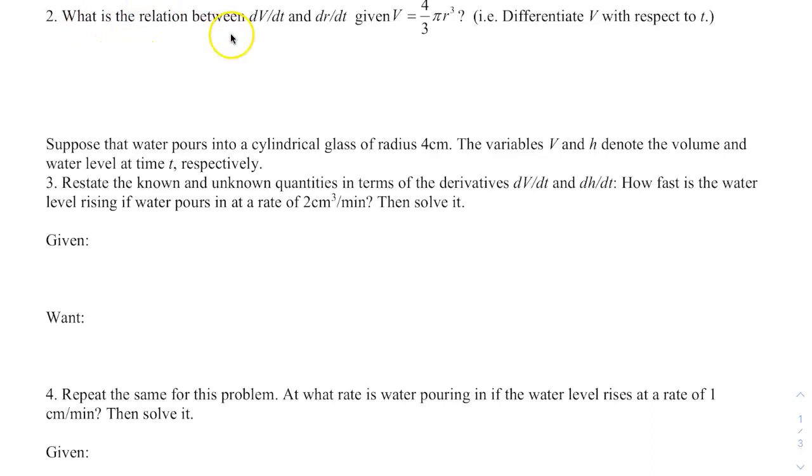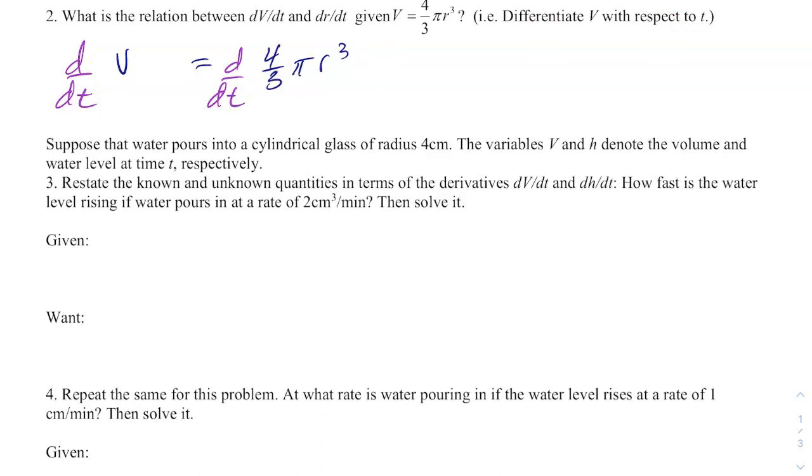Next one was the relation between dV/dt, which is the rate of volume, and dr/dt, which is the rate of the radius, given volume equals 4/3 pi r cubed. So that's the volume of a sphere. Differentiate V with respect to t. So all they want us to do is take the derivative of this with respect to t. Remember, we're doing related rates, so we're always taking the derivative with respect to t in these problems. So we're given this, let me space it out, and we want to take a derivative with respect to t, so we do this to both sides. We're doing some implicit differentiation, right?